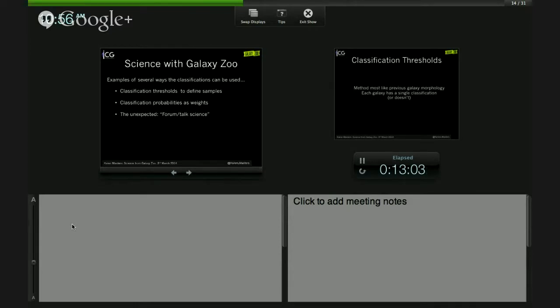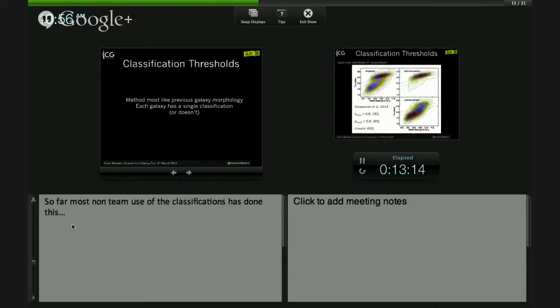And then, of course, there are the most famous results sometimes, or the unexpected ones, from the forum and the Talk science. So not using the full classifications, but using the interface to find unusual things. So I sort of already said this. Classification thresholds, I think, was the first way of using the full classifications in Galaxy Zoo, and often I think will be the first thing people do. It's the method most like the previous ways people have done galaxy morphology, where each galaxy has an answer, or doesn't.